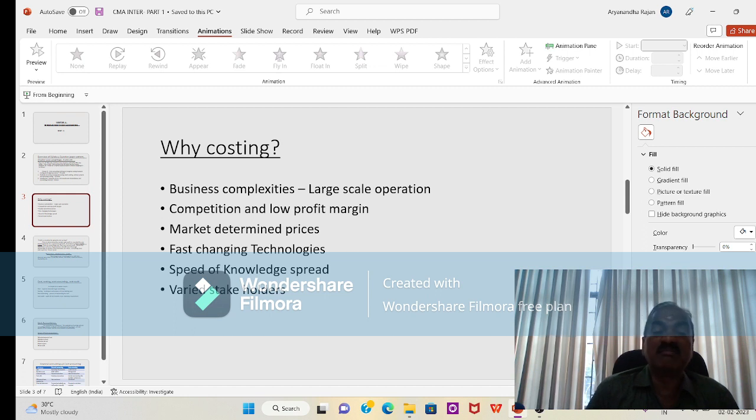Then third is market determined prices. Previously, two or three decades back, organizations used to add all their costs and then add a profit margin as per the policy decision of the management. How much profit is required, that is added. That was the practice followed earlier. Several practices have become redundant now. Now, the market is determining the price.